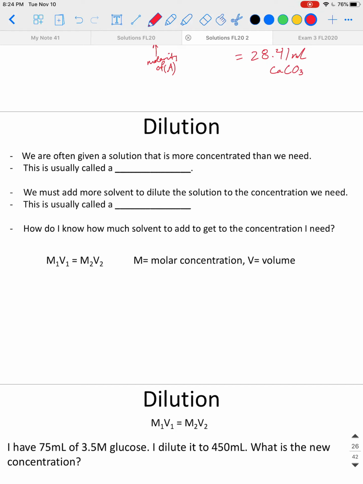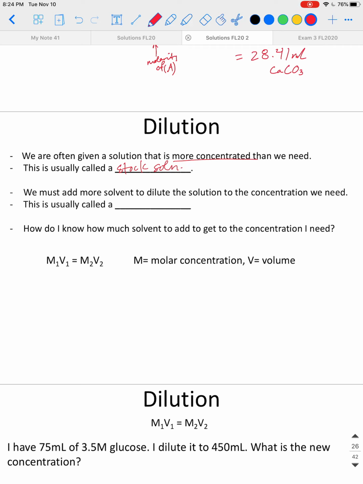Okay, let's talk about dilutions. I'm just going to start reading the slide. Often we are given a solution that is more concentrated than we need. This is true in industry, in hospitals, in labs. We are constantly having to dilute things. And when you order a solution that is more concentrated than you need, it's called a stock solution.